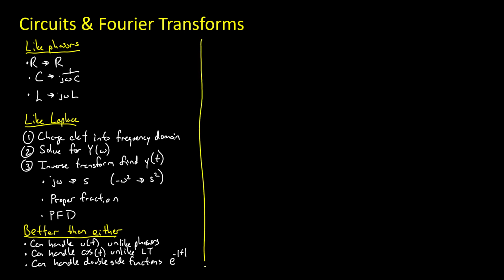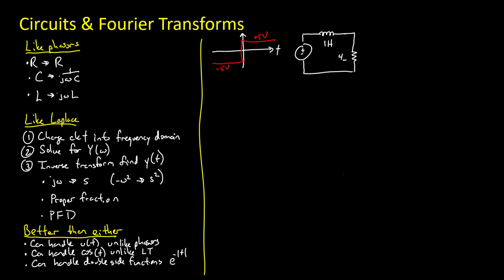Great, so let's give a quick example. Let's say you've got a circuit in the time domain, and it's given an input function that looks like this. It goes from minus 5 volts, and it pops up to plus 5 volts. And that is the voltage that's given to this circuit. It has a 1 Henry inductor and a 4 ohm resistor. And the question is, find that voltage across the resistor.